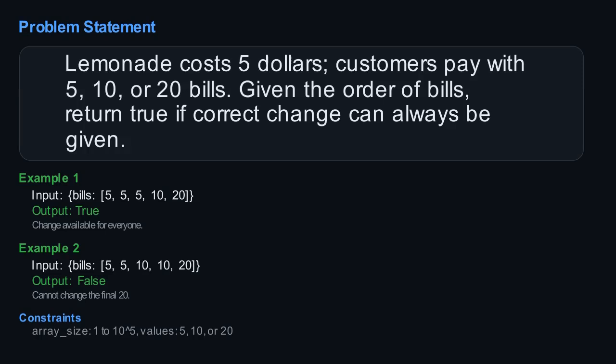You are a lemonade stand owner, and each glass of lemonade costs $5. Customers come one by one, paying with either a $5 bill, a $10 bill, or a $20 bill. Your job is to determine if you can always provide the correct change to every customer.